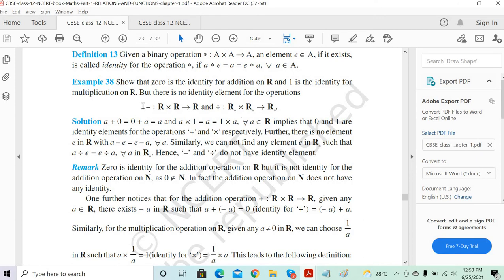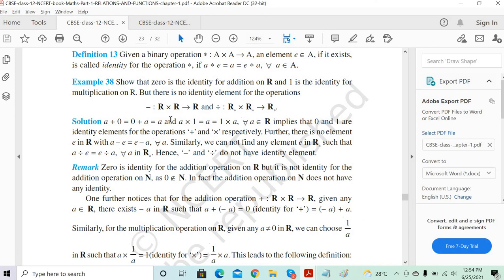But for minus and for division, there cannot be any identity because it's not provable. a minus 0 is not same as 0 minus a. 1 minus 0 is not same as 0 minus 1. Similarly in division, 1 divided by 0 is not same as 0 divided by 1. So there is no identity that exists.